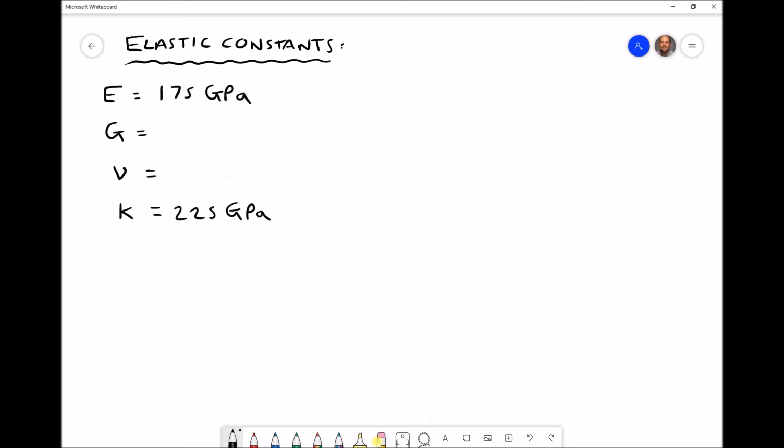Okay, so this time we have an elastic modulus of 175 gigapascals and a bulk modulus of 225 gigapascals. We're going to calculate our Poisson's ratio and our modulus of rigidity. In this instance, I'm going to calculate my Poisson's ratio first, and we have an equation that links our Poisson's ratio, our elastic modulus and our bulk modulus as follows: E equals 3k(1 minus 2ν), where ν is the Poisson's ratio.